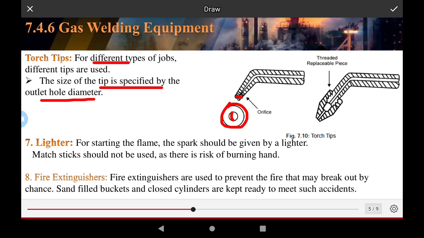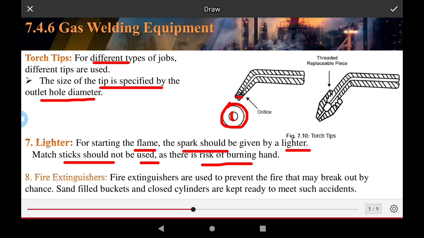Lighter. What is the lighter? The lighter is used to produce a spark, given to the lighter. A matchstick should not be used. There is a risk of burning the hand and fire.